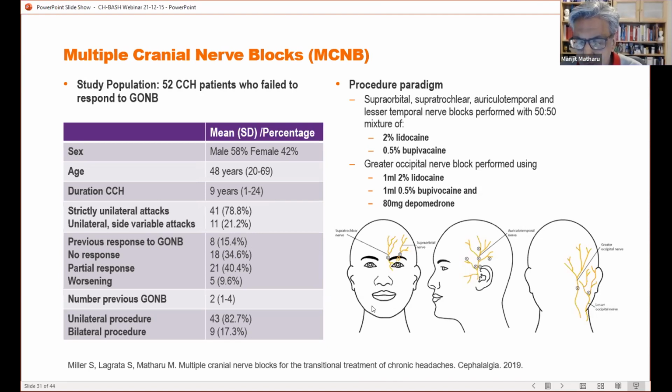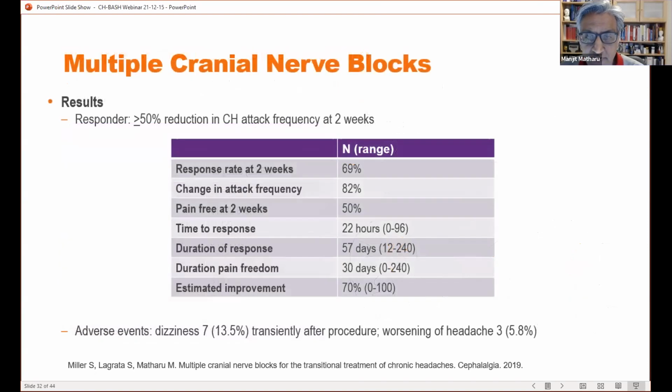And what we were able to show in this open label study in patients who had failed to respond to a greater occipital nerve block was that 69% of the patients had a response at 2 weeks. There was an 82% improvement. Half of these patients were actually pain-free at 2 weeks. They responded very quickly. The response lasted almost 2 months, and pain freedom lasted an average of a month. And the patient's own estimate of improvement was about 70%. There are some risks, some side effects, but they're generally very tolerable.